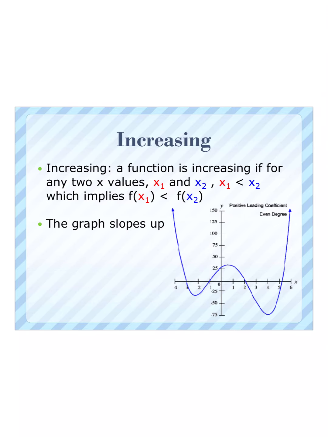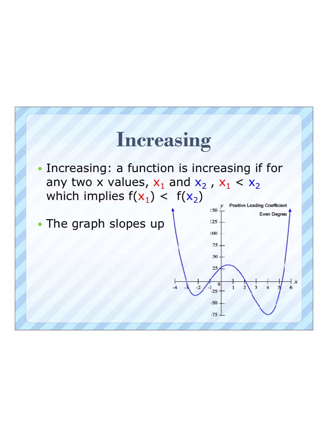So we got some fancy notation here. A function is increasing if for any two values, x1 and x2, x1 is less than x2, which implies f of x1 is less than f of x2. All right, so basically what this means is the graph slopes up. That's what all that fancy notation is. So if we have two different x values and the y values are increasing, then our graph is increasing.